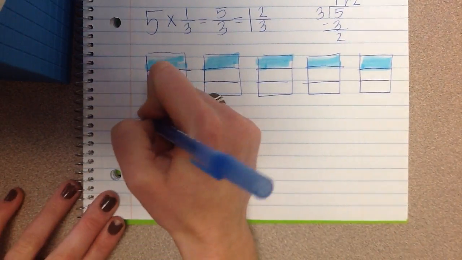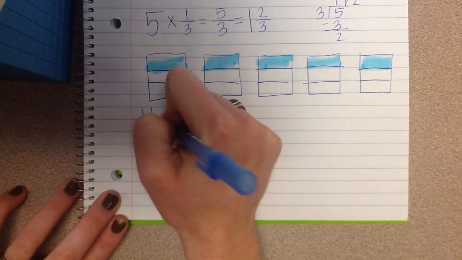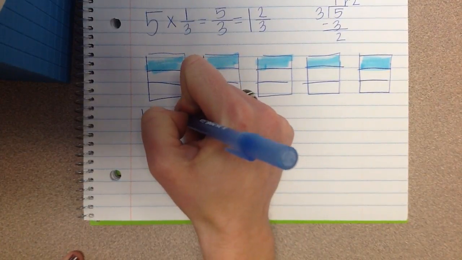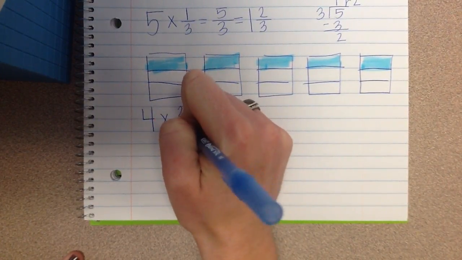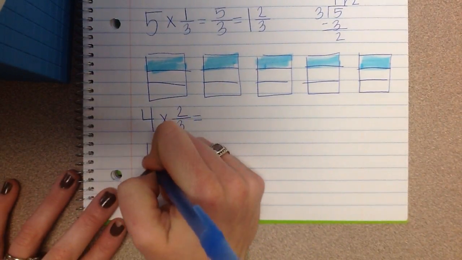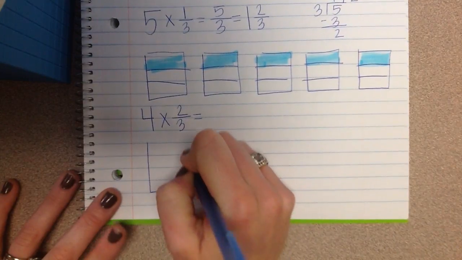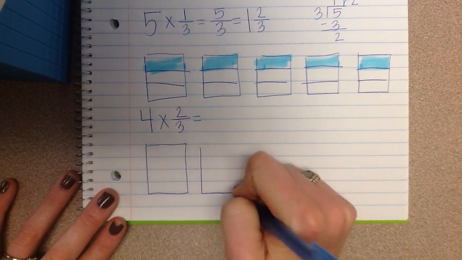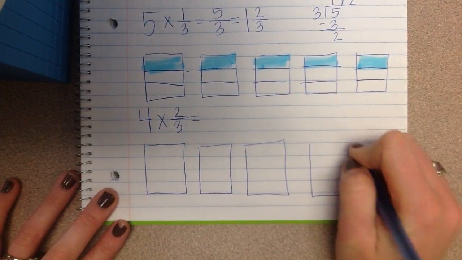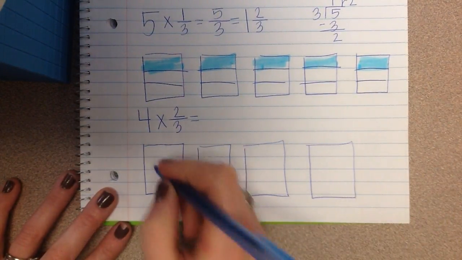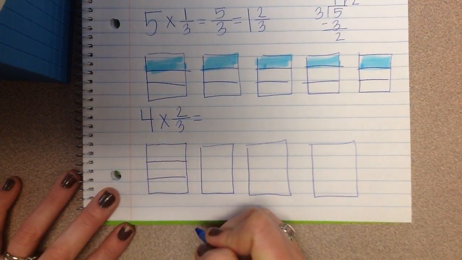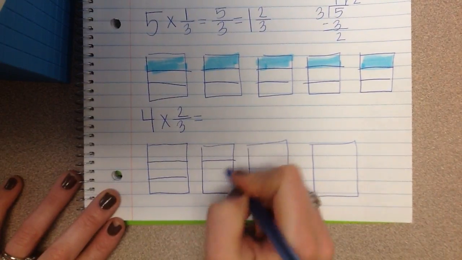Say I have 4 times 2/3. Okay, so I'm going to do 1, 2, 3, and I'm going to break them into thirds. I know it's really hard to see because of all the lines, I'm sorry.